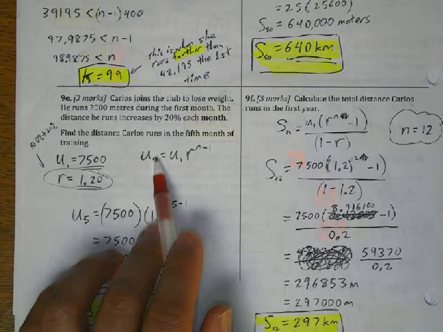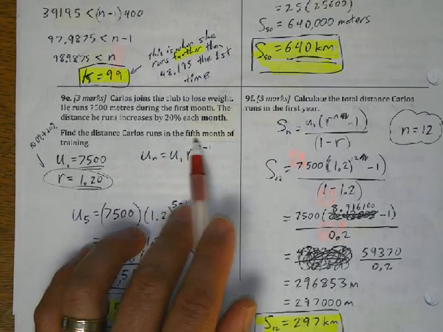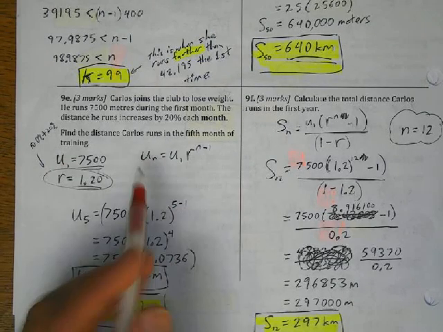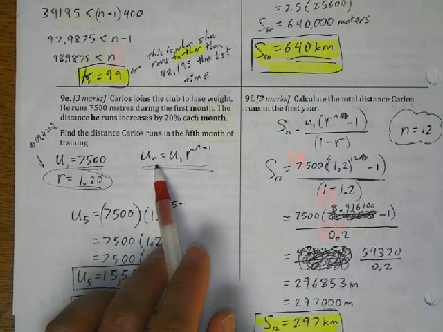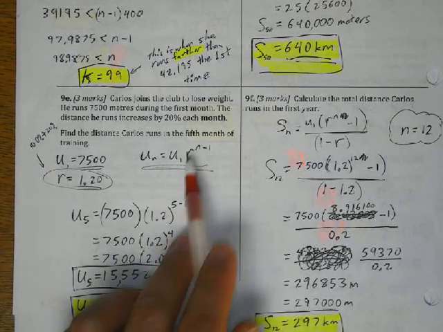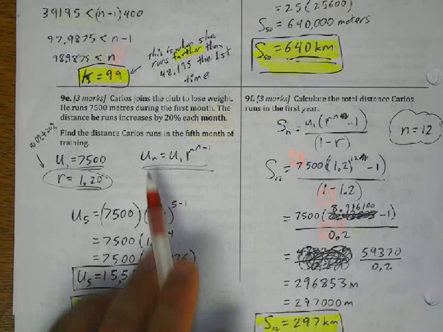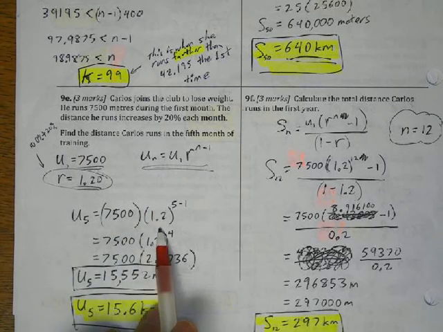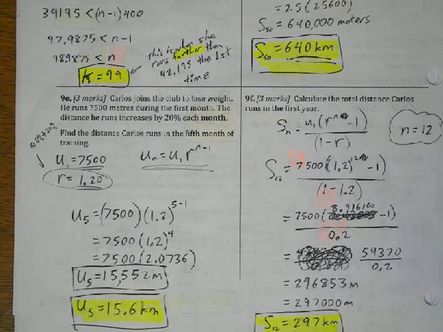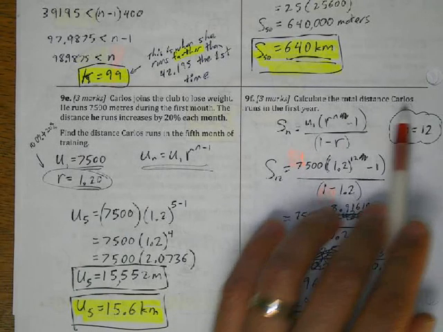Okay, so to find the distance Carlos runs in the 5th month, we're going to use this formula here, and we're going to replace n with 5. u1 is 7,500, and r is 1.2. We put it into the formula, and we get this. Calculate the total distance Carlos runs in the first year.